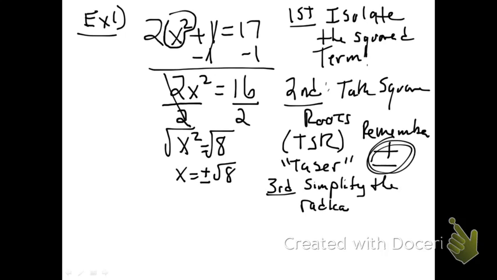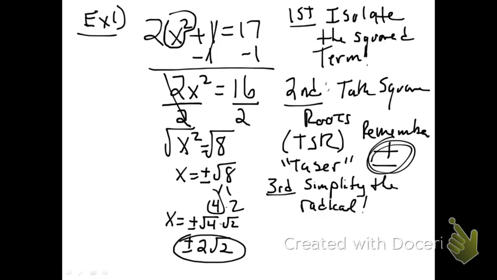Alright, now if you're going to simplify the radical, we're doing essentially what we did in the last lesson. So I have to break 8 down into the product of any perfect squares if I can, and I know 8 is the same as 4 times 2, and I'm going to stop there because I know 4 is a perfect square, so I can rewrite this as x equals plus or minus the square root of 4 times the square root of 2, or just plus or minus 2 square root 2 as my final answer.